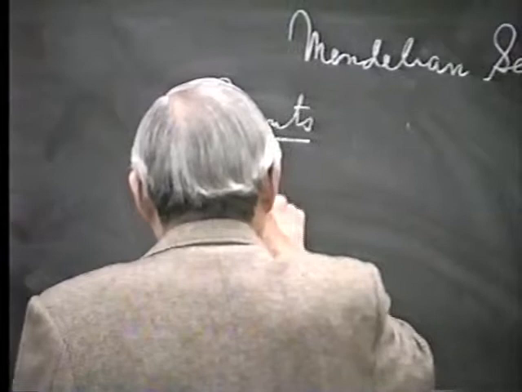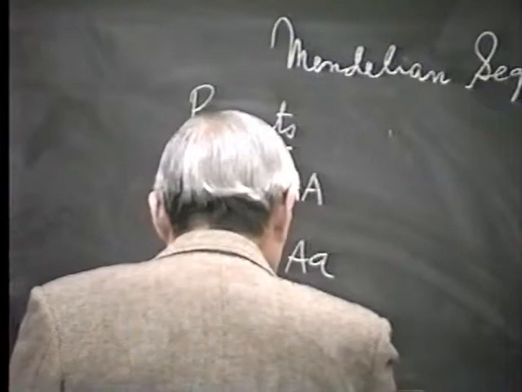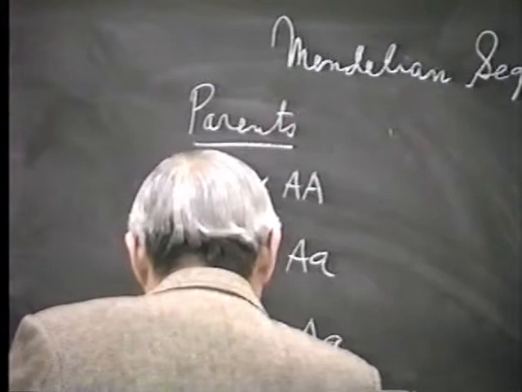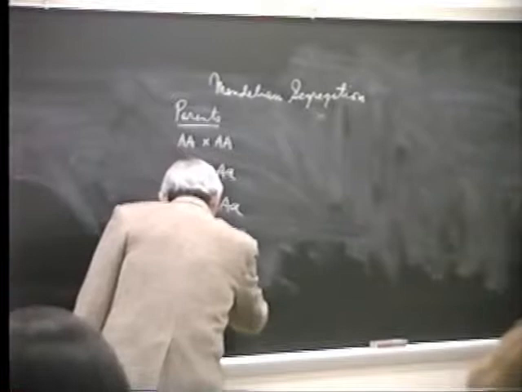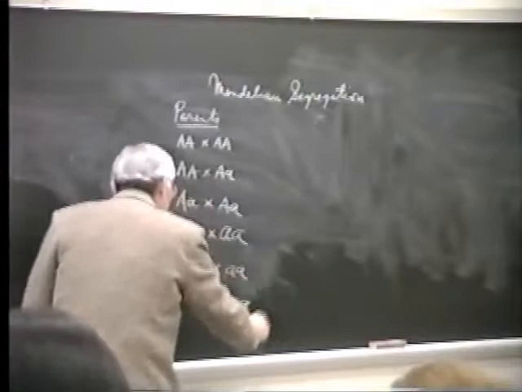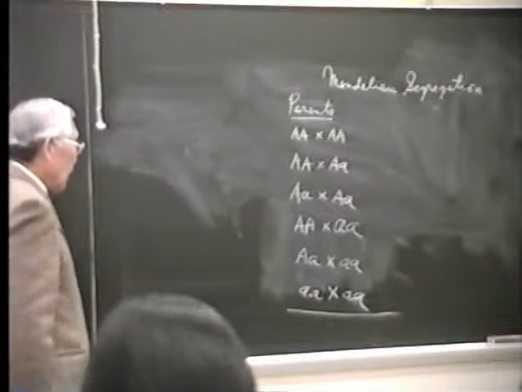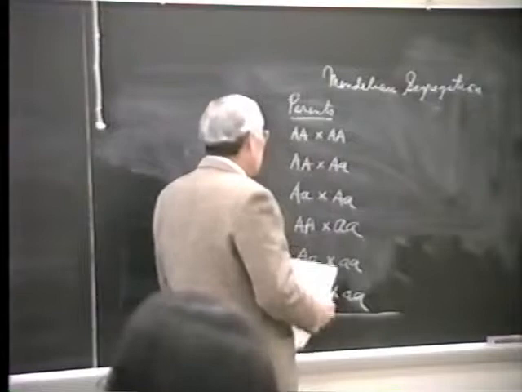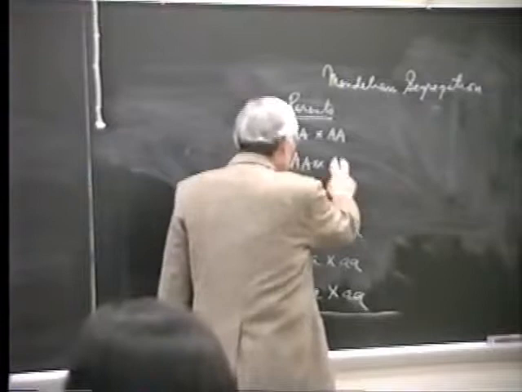So, parents, these are the three kinds of dominance, and then combinations. I exhausted all the possible parents, without specifying which is father. In my handout, I will make two crosses here, which means reciprocal. Either father good, mother good, or mother good, father good. I combine them. Okay.